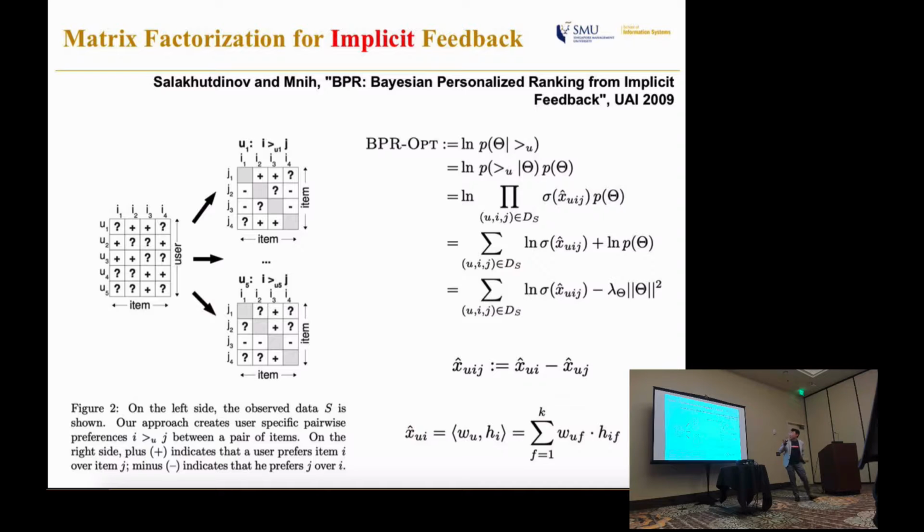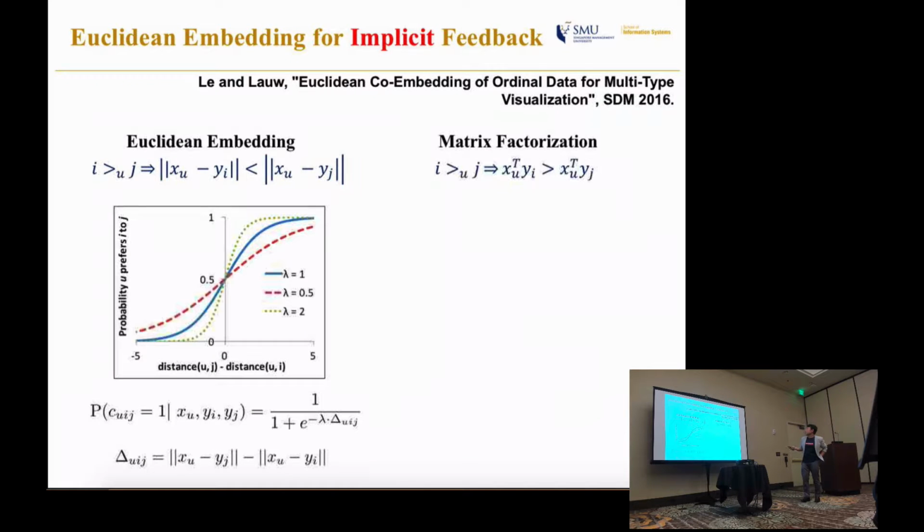That is in the inner product space. To transform this into the Euclidean space, there is a technique called collaborative ordinal embedding. This is a paper by us, published in SDM 2016. The idea behind this is to look at the triples. Instead of saying that to satisfy the triples you want the inner product to be higher, we say that to satisfy the triple, we make sure that the item that is preferred is placed closer to the user.